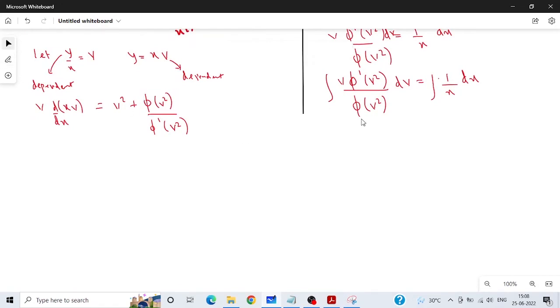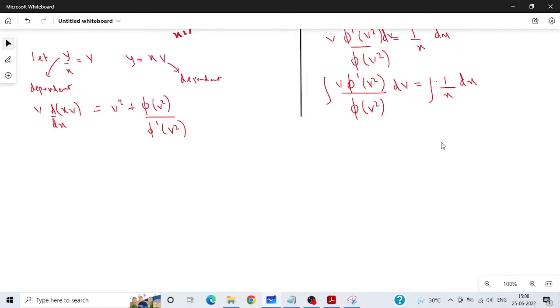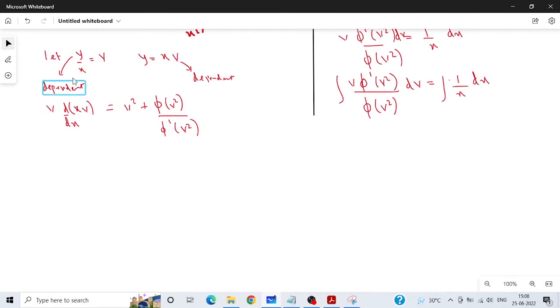So now, if we see the denominator, it's phi of v square. What's the derivative of the denominator? The derivative of phi of v square is going to be phi dash of v square into the derivative of v square by using the chain rule, so it's going to be 2v.